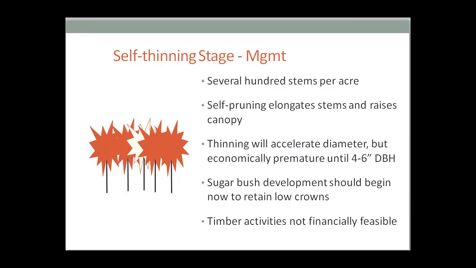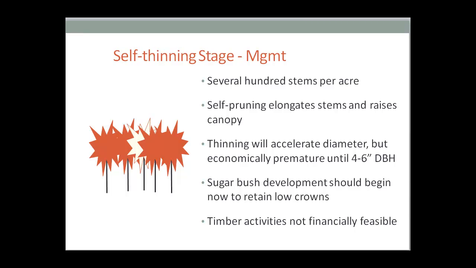The management activities that we would undertake during the self-thinning stage correspond to the fact that there are typically going to be many fewer stems per acre than in the stand establishment stage. We're going to be down to maybe hundreds of stems per acre. These stems are going to be going through a process where the lower branches are dying back, so they're self-pruning. The stems are elongating as the trees get taller. Of course, they grow taller from the top of the tree. And this effectively raises the height of the canopy. So the base of the canopy is going to be getting further from the ground.